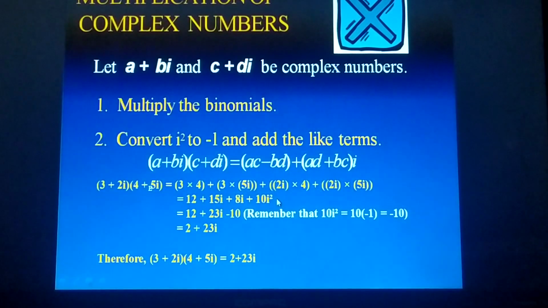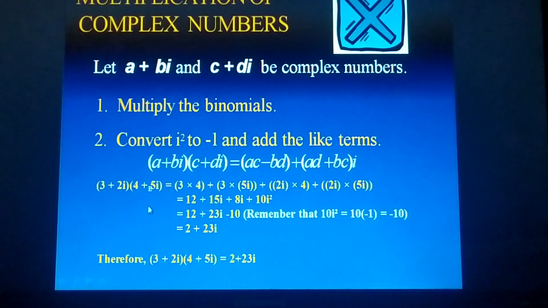Let's see one example so you can be clear about the process of multiplication. (3 + 2i) into (4 + 5i) is equal to: 3 is multiplied with both terms, so 3 into 4, plus 3 into 5i. Now 2i is multiplying with both terms, so 2i into 4, plus 2i into 5i.